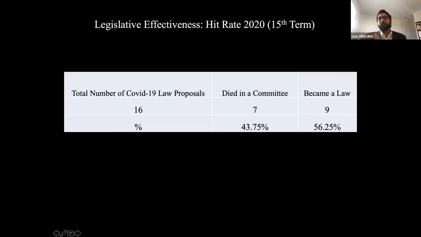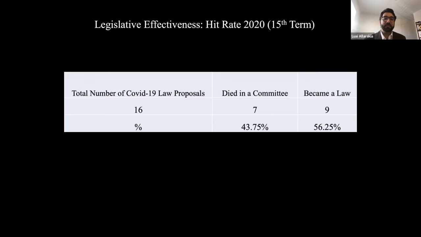Now, if we look at legislative effectiveness for the year 2020, which is the last year of the 15th term that was elected in 2016, we find that, and this was a surprise to me because I had assumed that this assembly, it has a dreadful reputation, and having followed it in 2021, it was absolutely useless. But in 2020, I was shocked to see that it actually did fairly well.